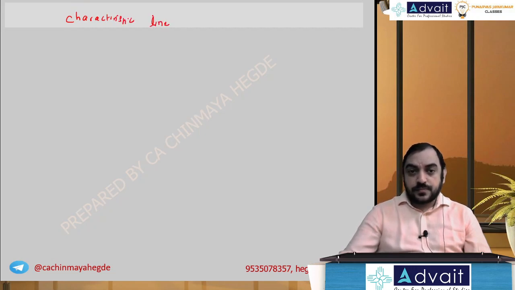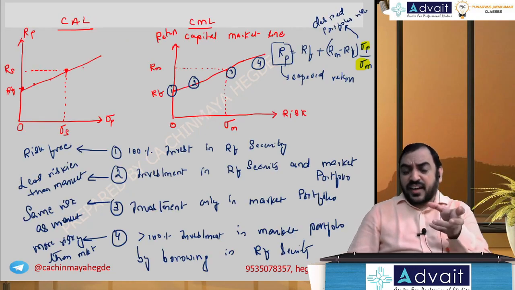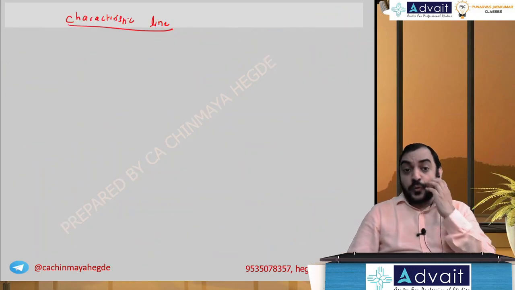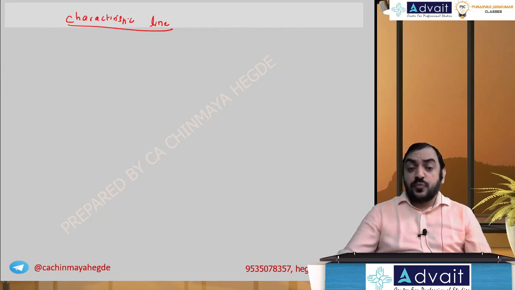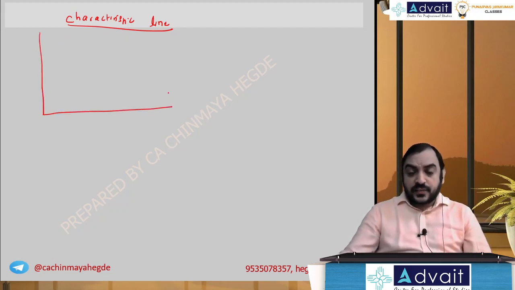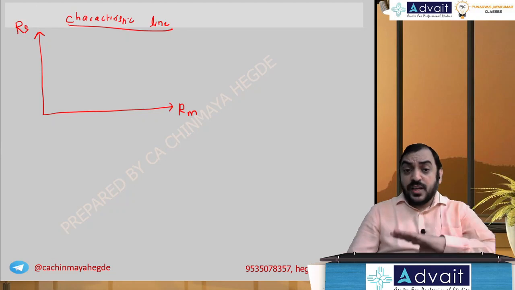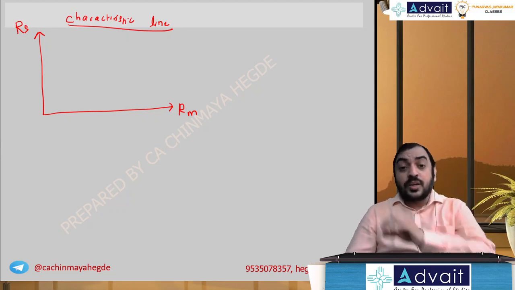Characteristic line. So far we talked about risk and return, right? Risk of a portfolio, return of a portfolio. Now, characteristic line is one which does not talk about risk and return. It talks about return and return. On the x-axis, it will be market return, and on the y-axis, security return. What is the connection between market return and security return? To what extent is the security dependent on the market?